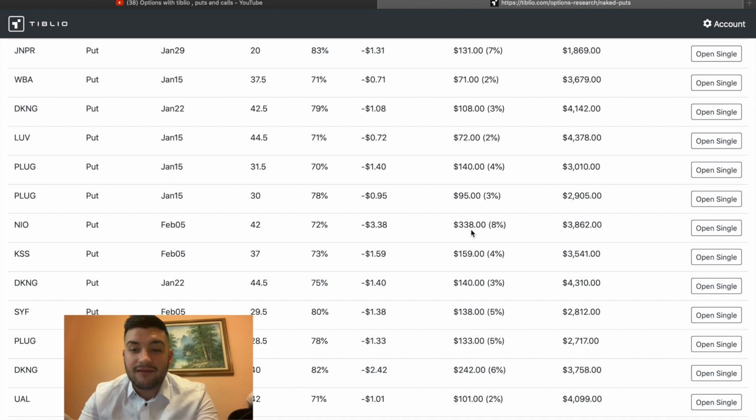Now, what if it goes to 42? Now you've got to buy your shares. That's why you put this money in collateral, the amount of money needed to buy 100 shares of Neo at the 42 strike. They're going to obligate you to buy it, okay? So let's say it doesn't go below 42, or at 42, you keep this money no matter what. That's one of the good things.